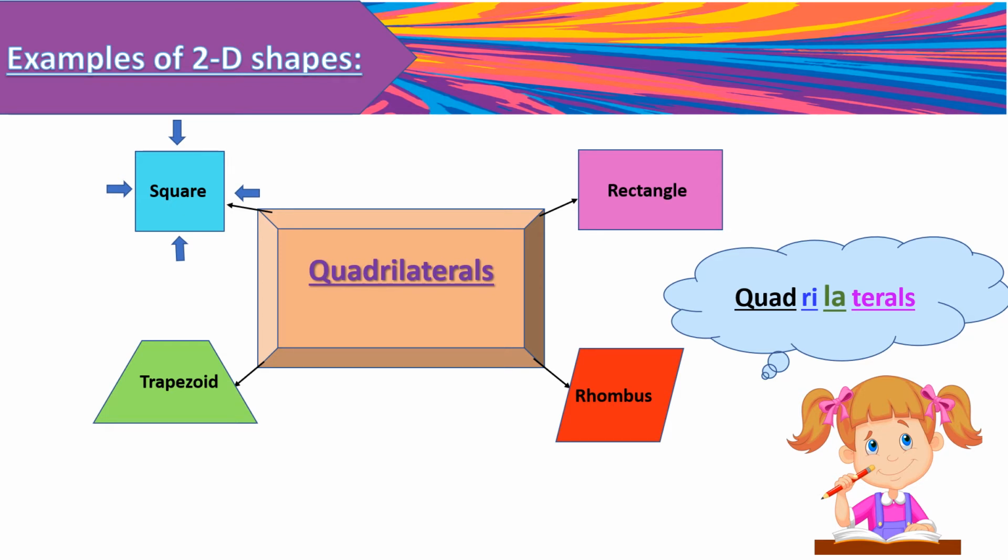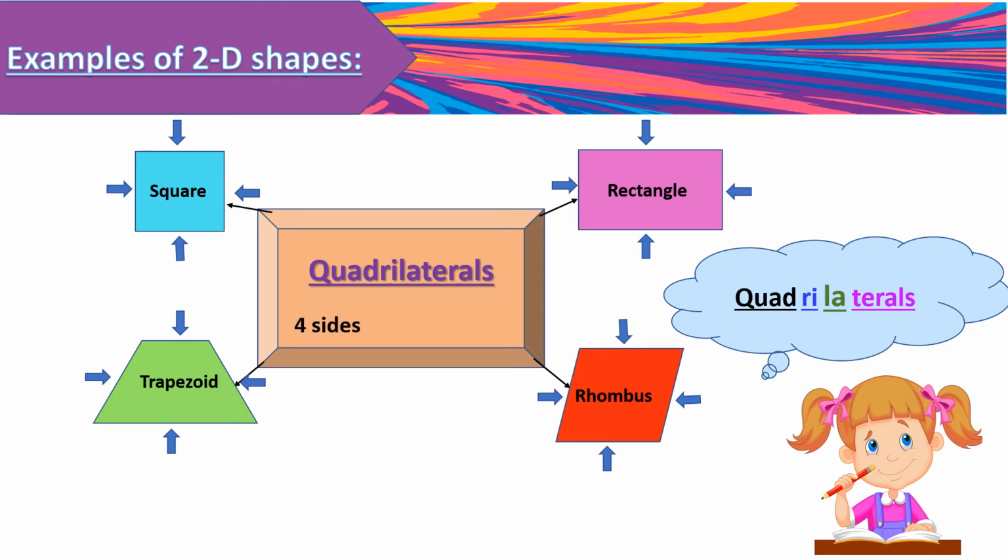Okay, let's move to rectangle. How many sides do you have, rectangle? 1, 2, 3, 4 also. And let's move to trapezoid. 1, 2, 3, 4. Rhombus. 1, 2, 3, 4. So all of them have 4 sides.